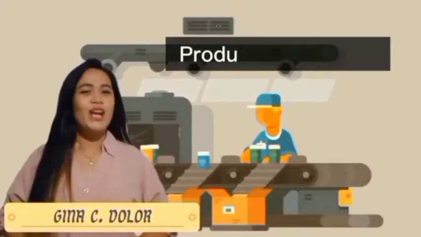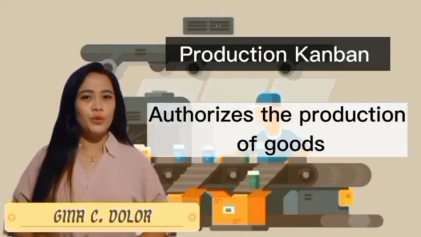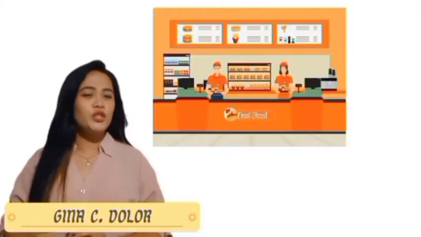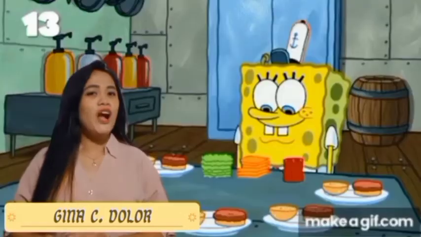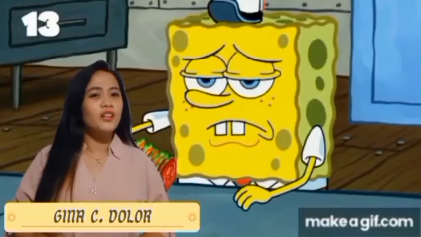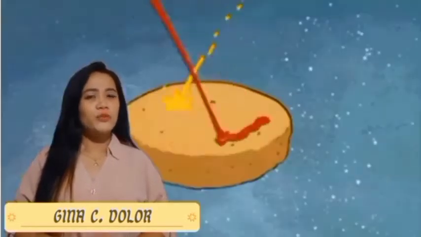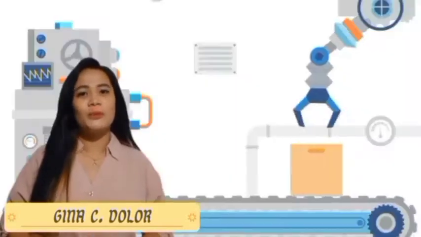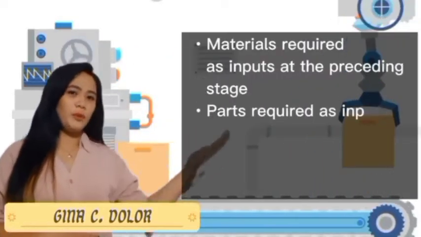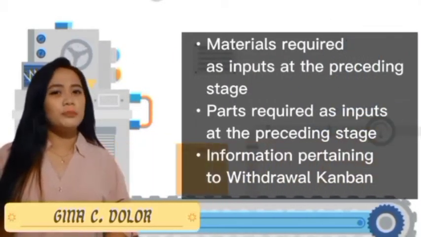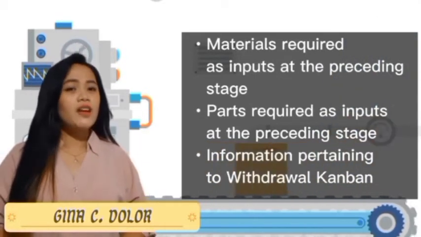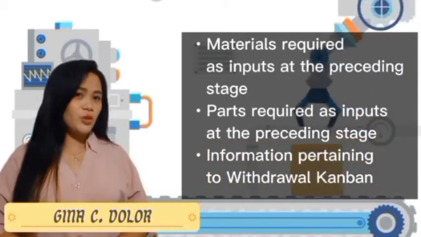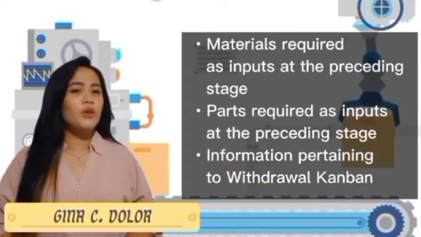On the other hand, production Kanban authorizes the production of goods. For example, in the fast food chain and the burger you ordered. After having all the materials or ingredients for that burger, production will take place to fully produce the finished goods. The production Kanban card should have the following information: materials required as input at the preceding stage, parts required as inputs at the preceding stage, and information pertaining to the withdrawal Kanban as stated earlier.